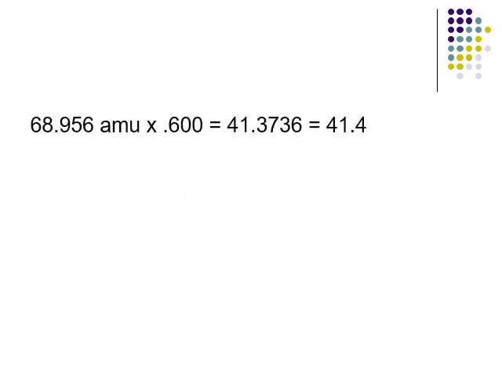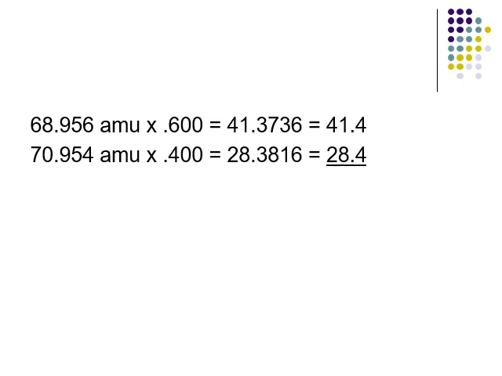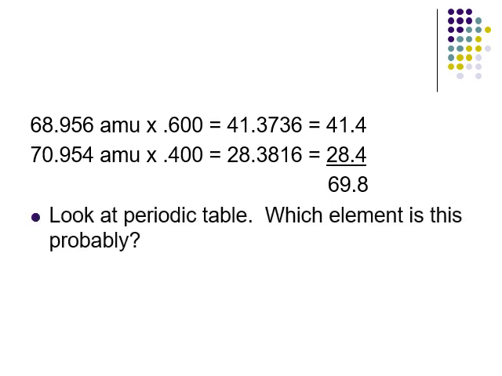So let's look at this problem. First one, 68.956 times 0.6 gives us 41.3736, but we have to pay attention to significant digits. I only have 3 significant digits for my percentage, so that's all I'm allowed in my answer. I do the same thing with the second mass. I get my answer. I add them up. There we go. That is the atomic mass.